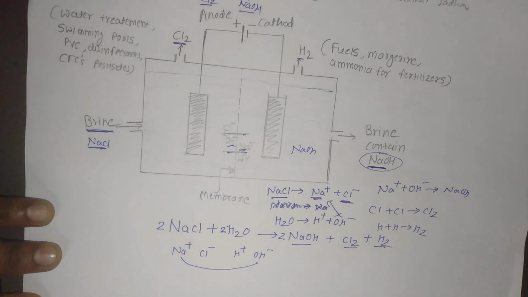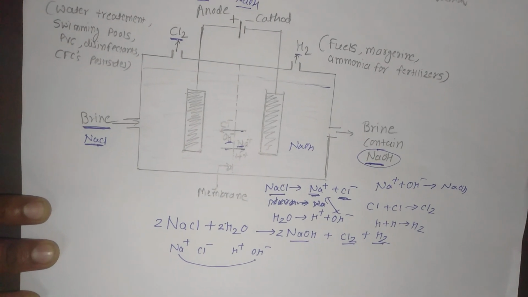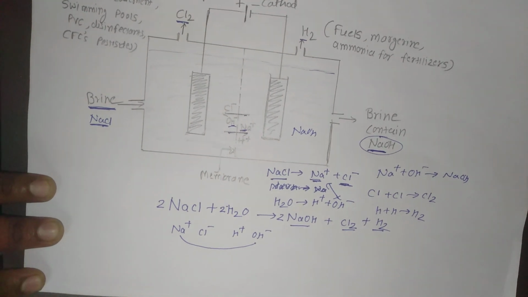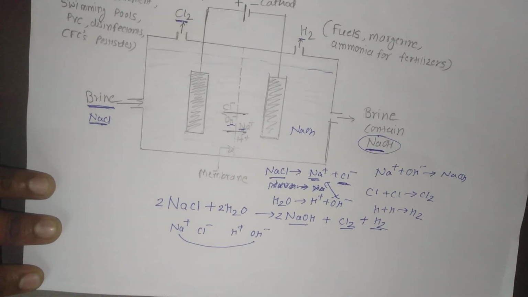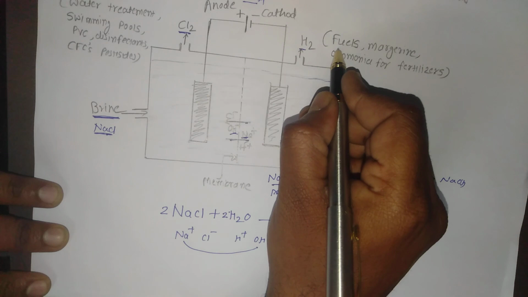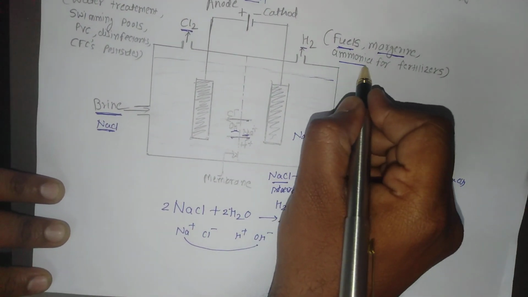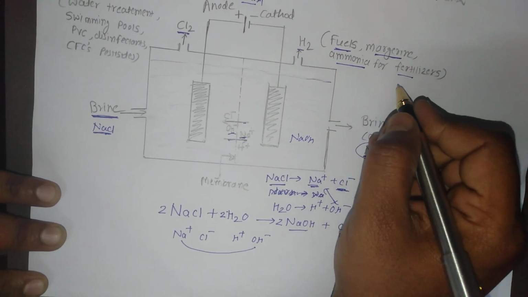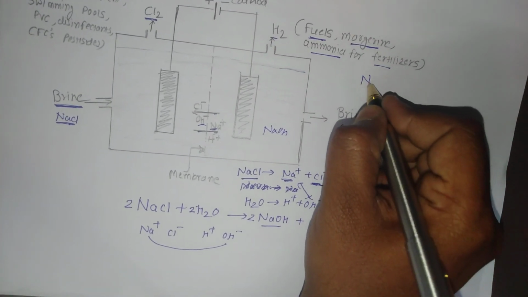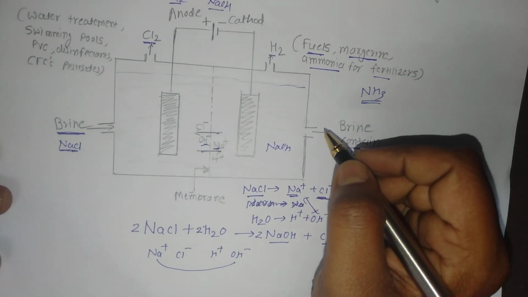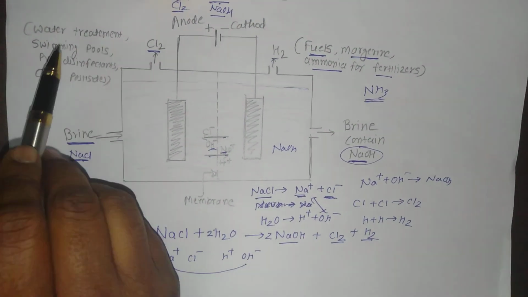So the sodium hydroxide solution is formed near the cathode, and the products produced in this are all useful. What are the uses of that? H2 is used as a fuel, in margarine, and for ammonia for fertilizers. You know, ammonia, NH3, that we prepare, is obtained from H2.